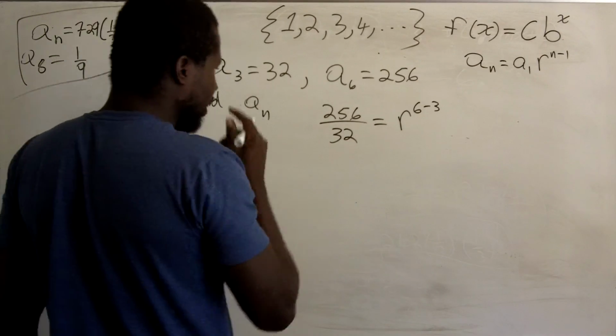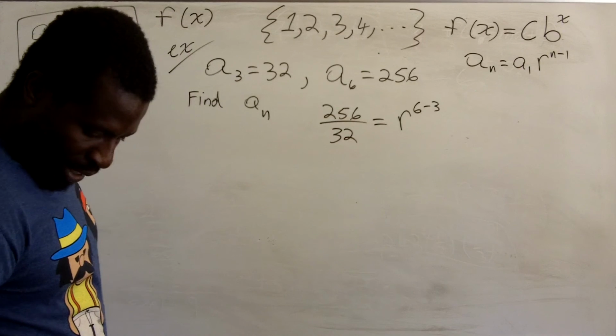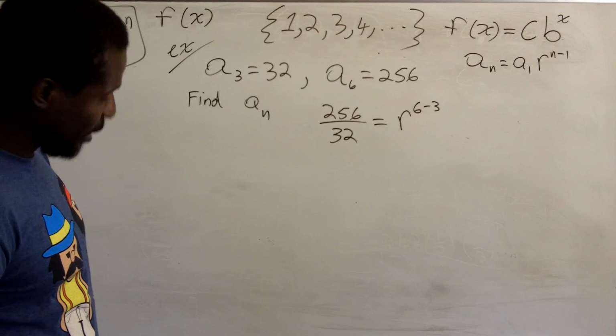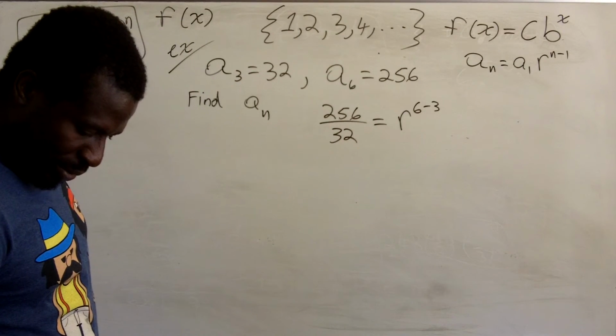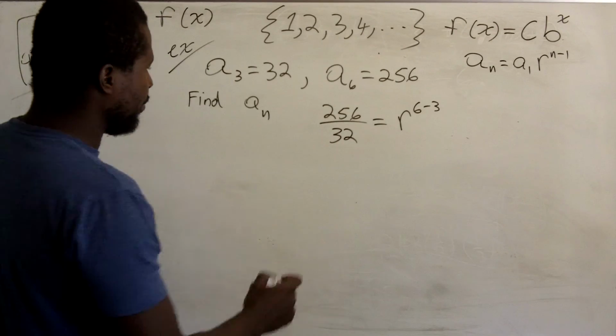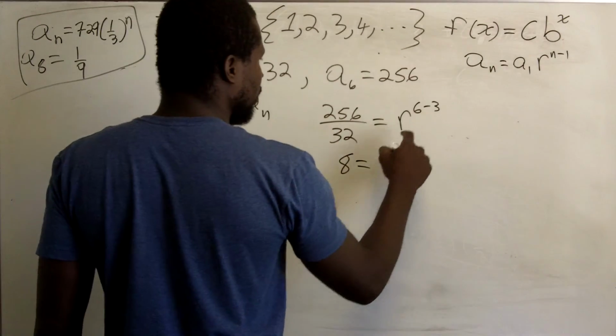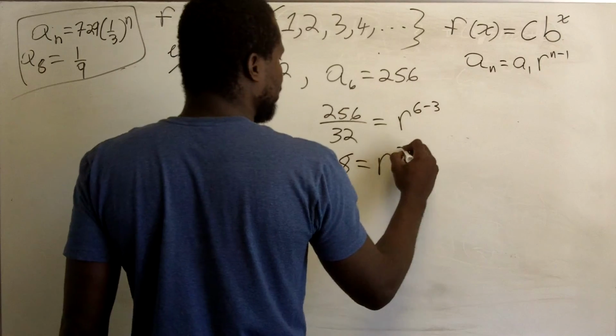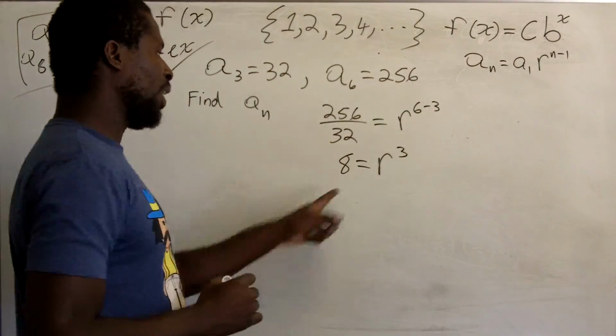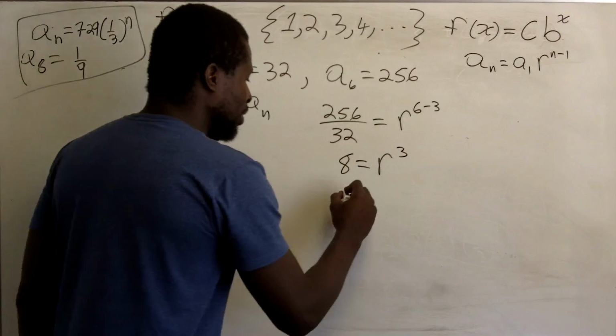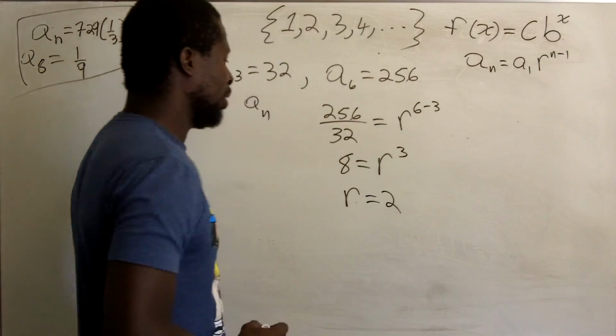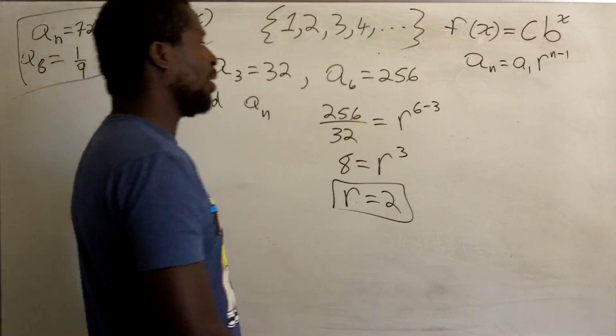So we have 256 divided by 32, which is 8, equal to r to the 6 minus 3, which is 3. So if you take the cube root of both sides, you see that r is equal to 2. So we have the value of r.